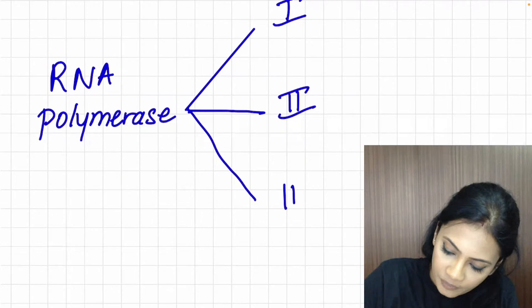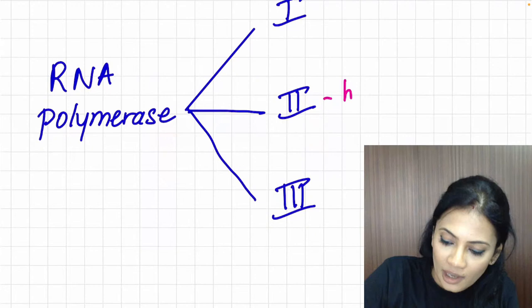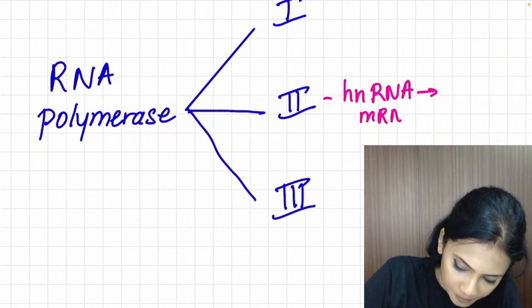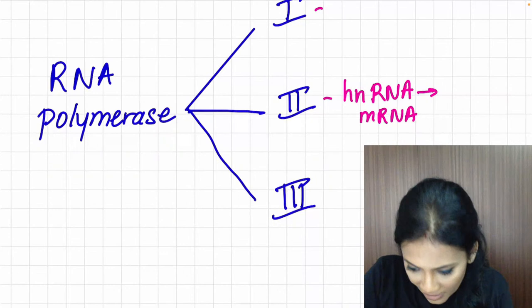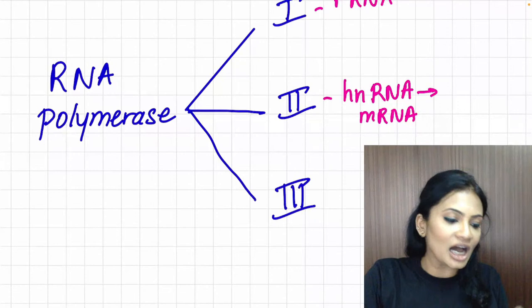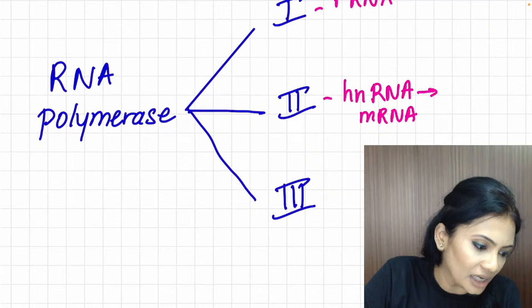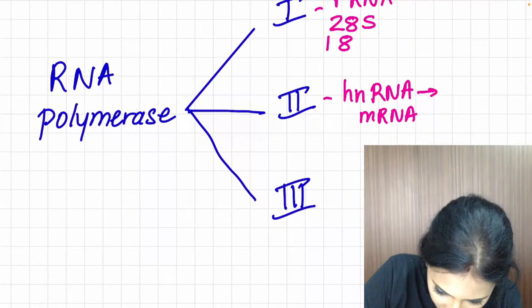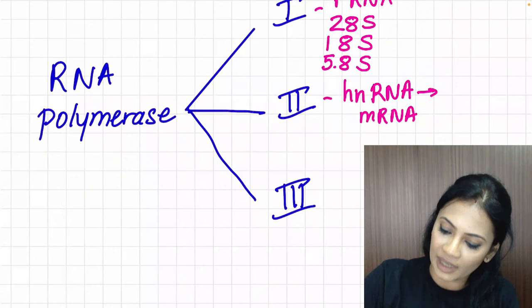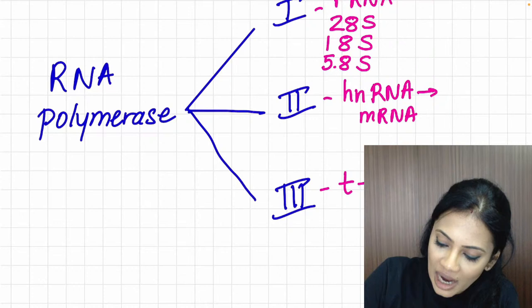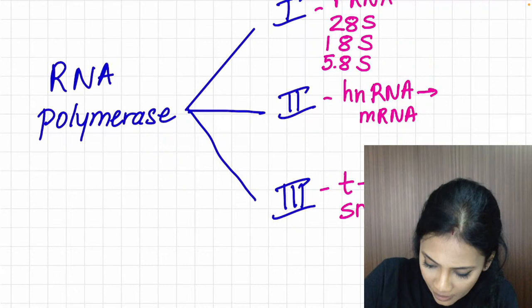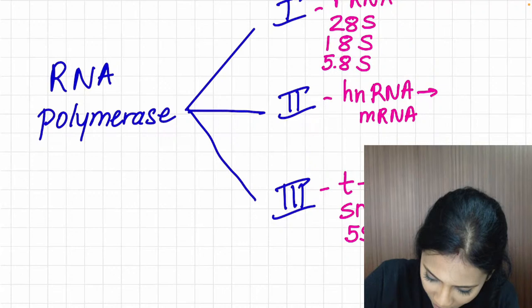There are three. The first one, which we are doing in your textbook, makes hnRNA, which becomes mRNA. Then polymerase 1 makes rRNA: 28S, 18S, 5.8S. Then enzyme 3, the last one, makes tRNA, and also snRNA, small nuclear RNA, and 5S rRNA.